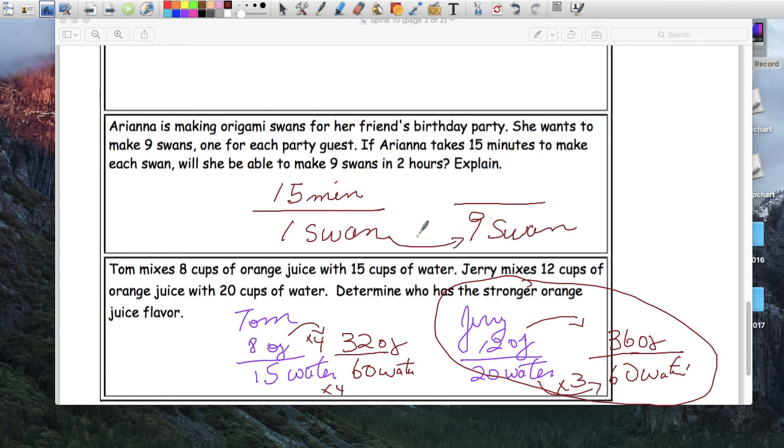So how did the 1 become a 9? Times 9. And therefore the top times 9. And we're going to multiply 15 times 9. 45, carry the 4, 135. So it's going to take her 135 minutes to make 9 swans. So what's 135 minutes? Is it greater than 2 hours or less than 2 hours? Well, I know that 1 hour is 60 minutes, right? So 135 is the same thing as 60 minutes plus 60 minutes plus 15.